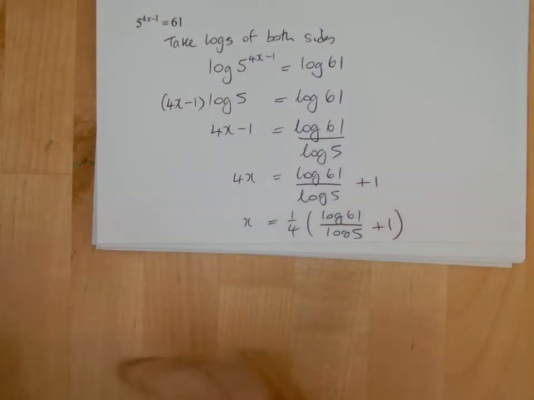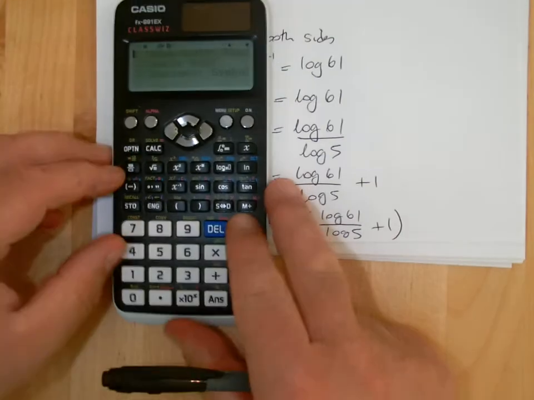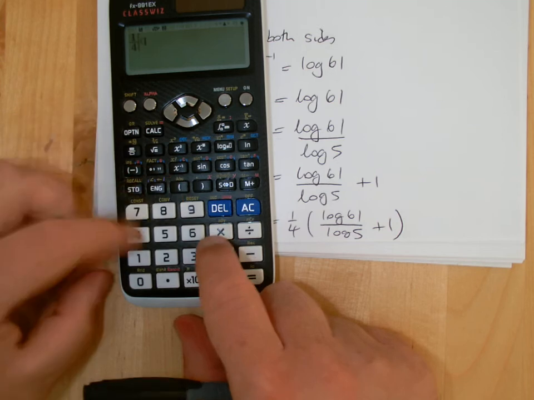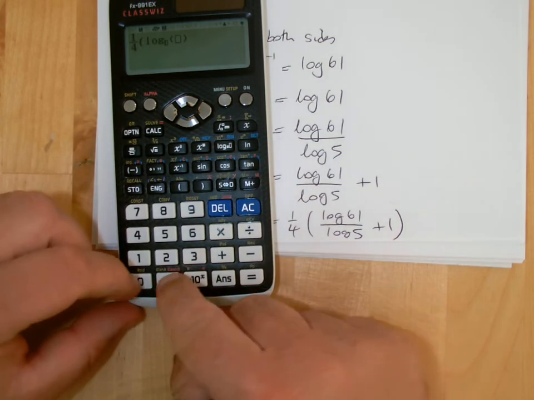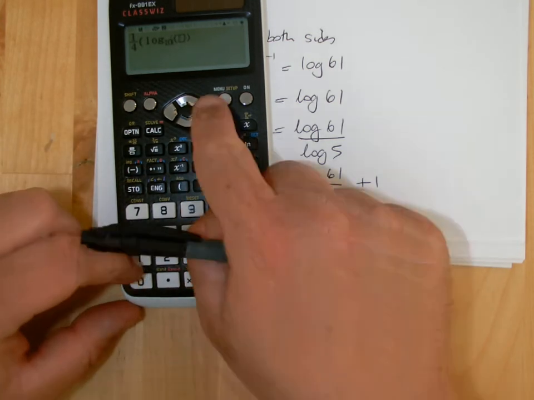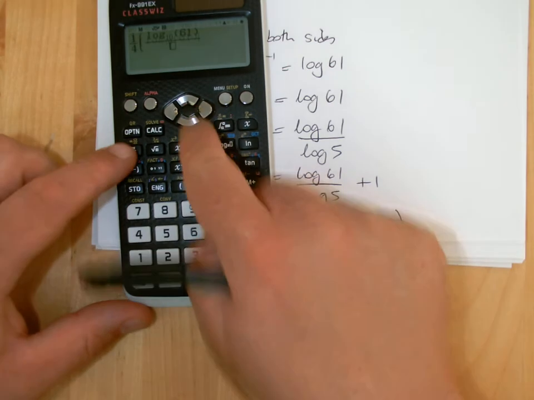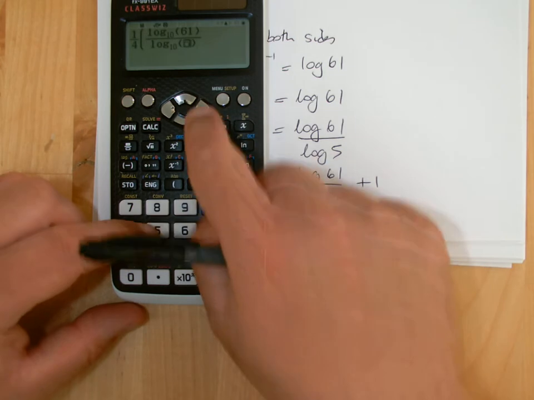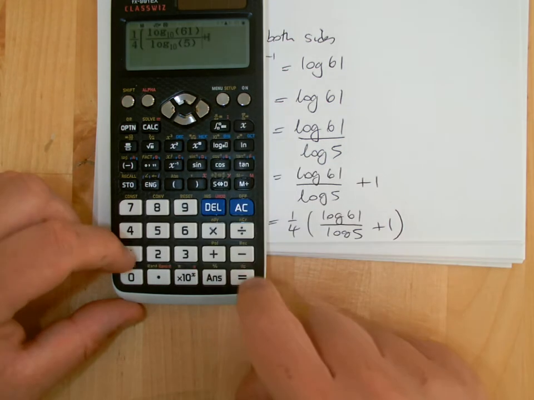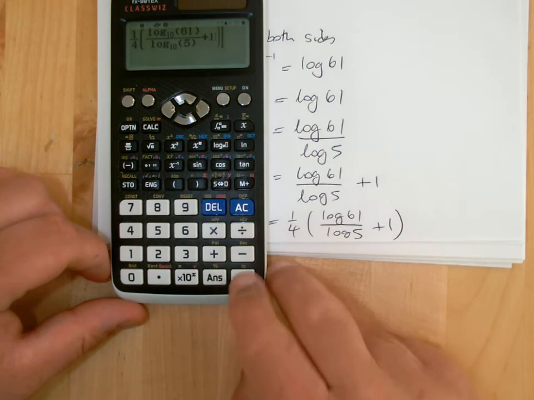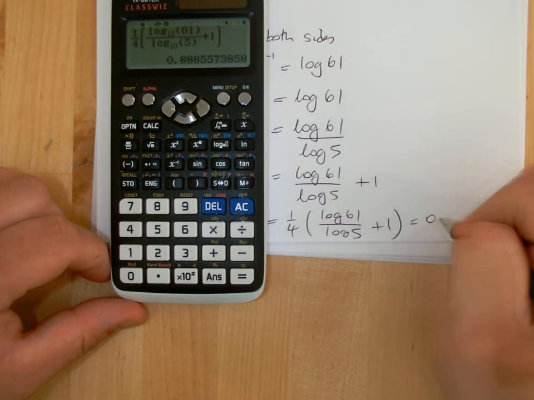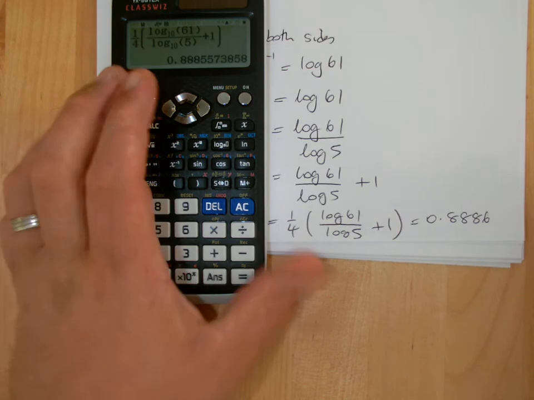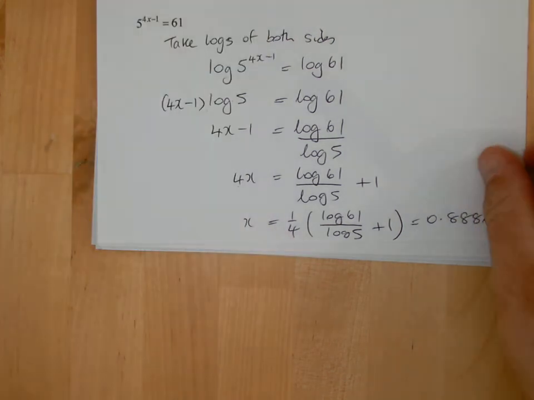And then you just type that into your calculator in one go. So 1/4, log to the base 10 again, 61 over log to the base 10 of 5, plus 1, and I close the bracket and I get 0.8886 to 4 decimal places.